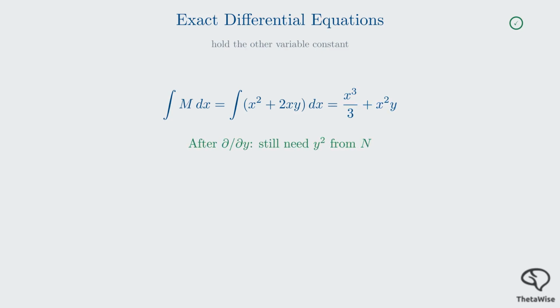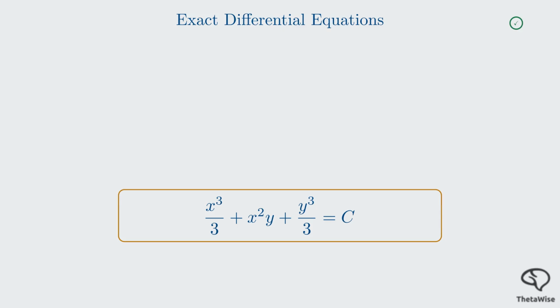To find the potential, integrate M with respect to x, treating y as constant. The integral of x² + 2xy is x³/3 + x²y. Then inspect N. The term still needed after differentiating this expression with respect to y is y². Integrating that with respect to y gives y³/3. Hence, the solution is x³/3 + x²y + y³/3 = c. The equality of cross partials is the test. The potential function is the answer.